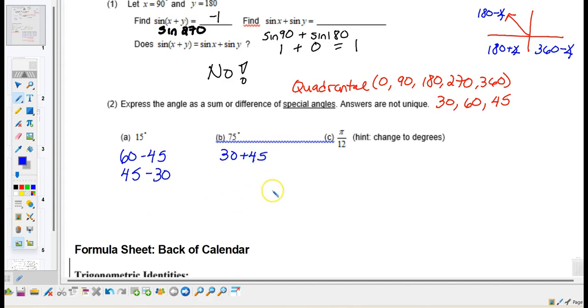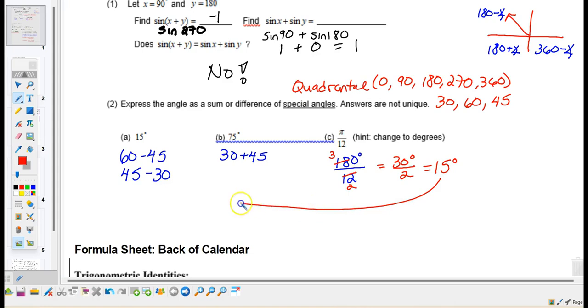Did you think of 30 plus 45? And now with radians, it's easier to change to degrees. So anytime I see a pi, I'm going to replace that with its equivalent 180 degrees. And then we've got our denominator, so let's reduce this. 18 and 12 both divide by 6. So that gives me 30 degrees divided by 2, which is 15 degrees.